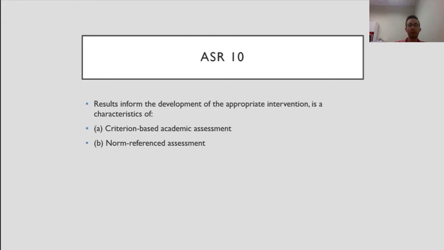ASR 10, results inform the development of the appropriate intervention, is a characteristic of A, criterion-based, or B, norm-referenced academic assessment. A couple more seconds. Alright, I'm going to close the poll, and the answer is A, criterion-based.